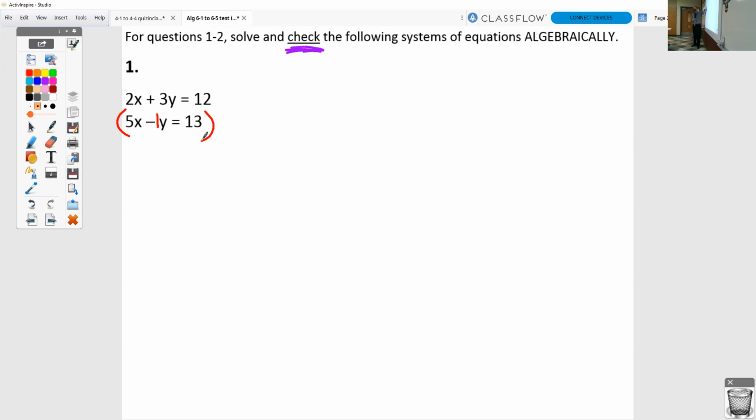You have a 3y. What's the opposite of 3y? Negative 3y. To get a negative 3y down here, I would have to multiply that bottom equation by 3. That way I'm creating a 3y and a negative 3y. Don't forget, you need to distribute, distribute, distribute. Again, the single biggest mistake that people make is forgetting to distribute that third time. Go ahead and find both x and y and do the checks, please.